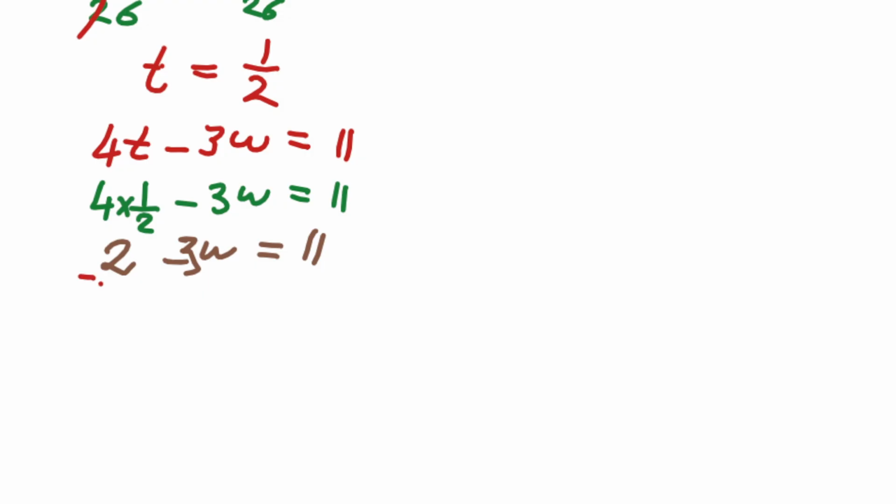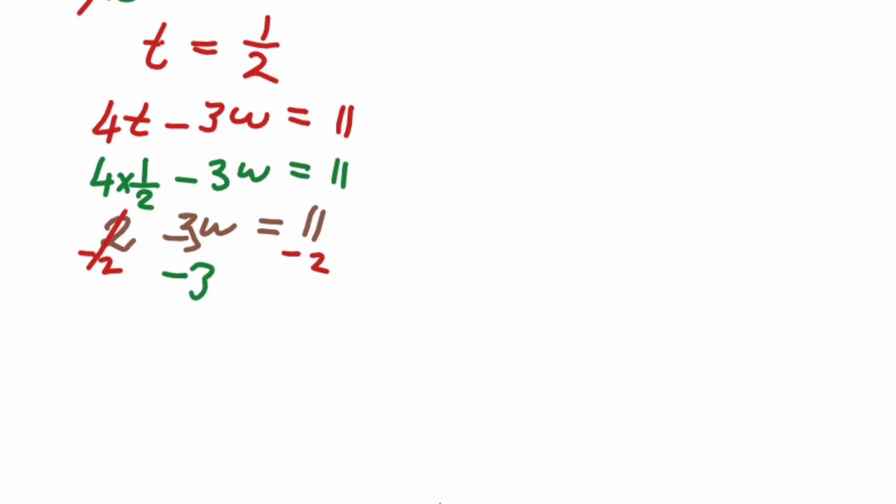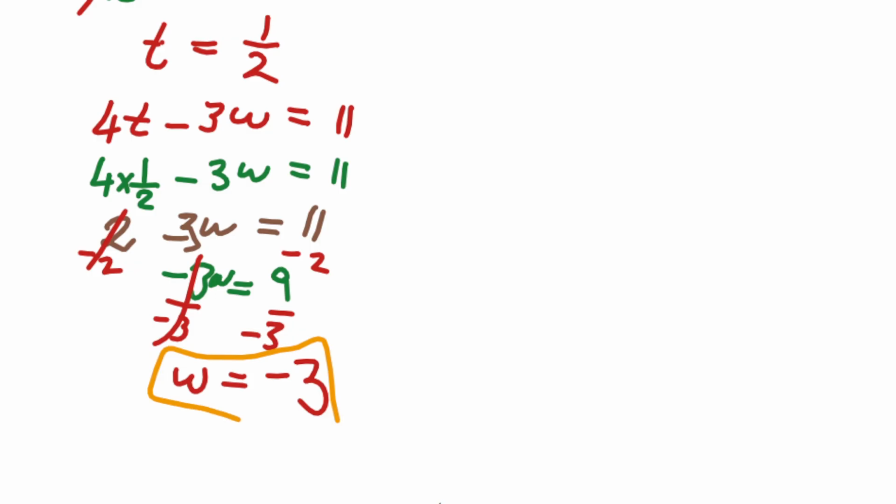Do minus 2 on both sides and this cancels. Then on the left side we just have minus 3w equals 11 minus 2 is 9. Then divide by minus 3. This cancels and you will end up having w equals, what's 9 divided by negative 3? 9 divided by 3 is 3. 9 divided by negative 3 is negative 3. And that's your nice answer. You got t equal a half and you got w equals minus 3.